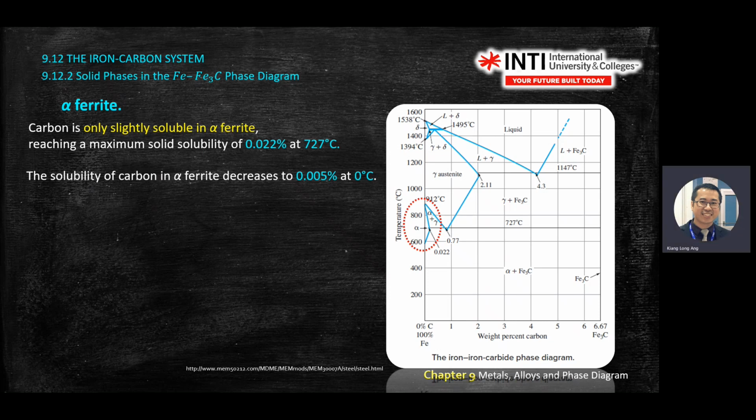Maximum solubility is 0.02% of carbon, solid solubility, and 0.005. Very small. Cannot see here. Right? So at 0 degrees C, the blue line actually extended to here is 0.0005. This graph doesn't show you that value.